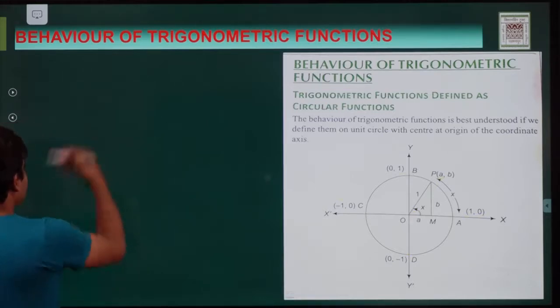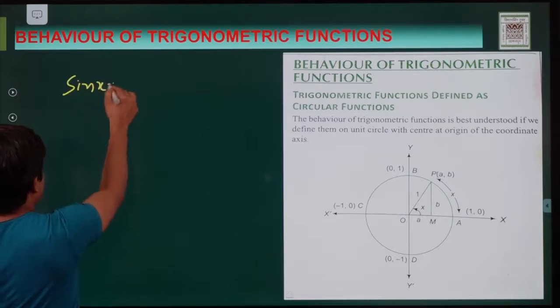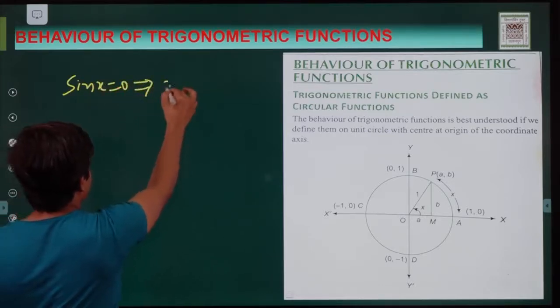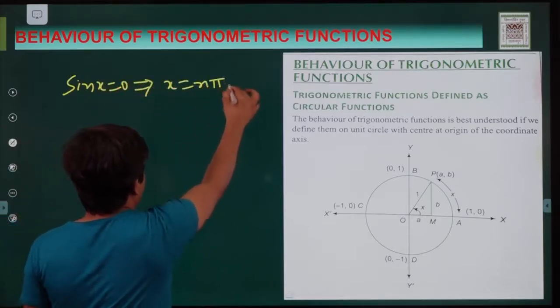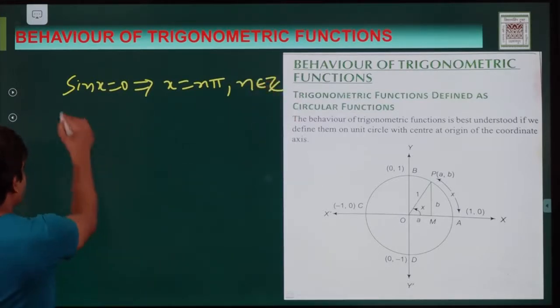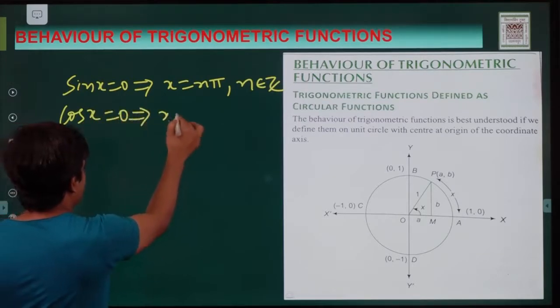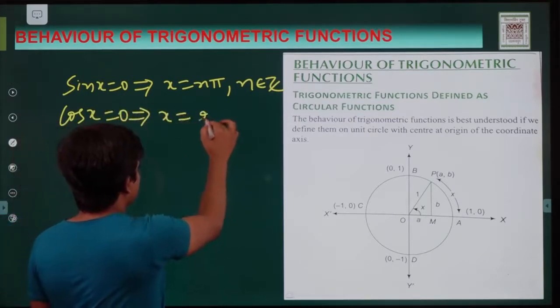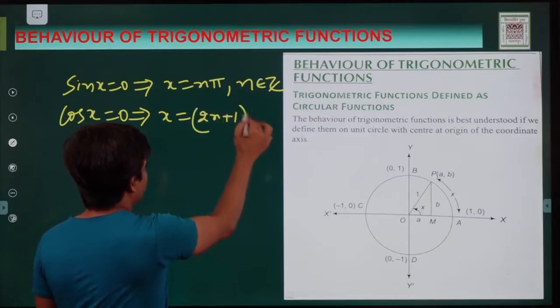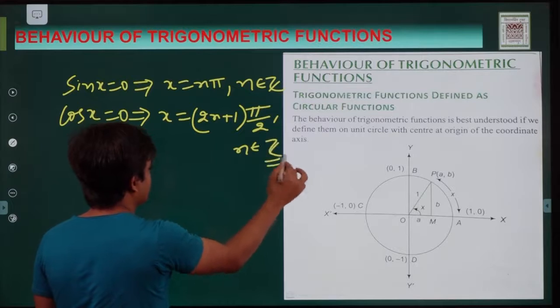For example, we have seen what? Sin x is equal to 0, then this implies x is equal to n pi, where n belongs to integers. And cos x is equal to 0, this implies x is equal to (2n plus 1) into pi by 2, when n belongs to integers.